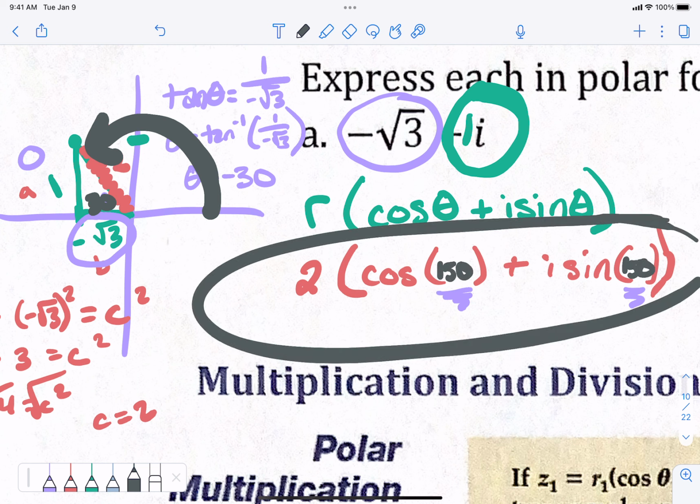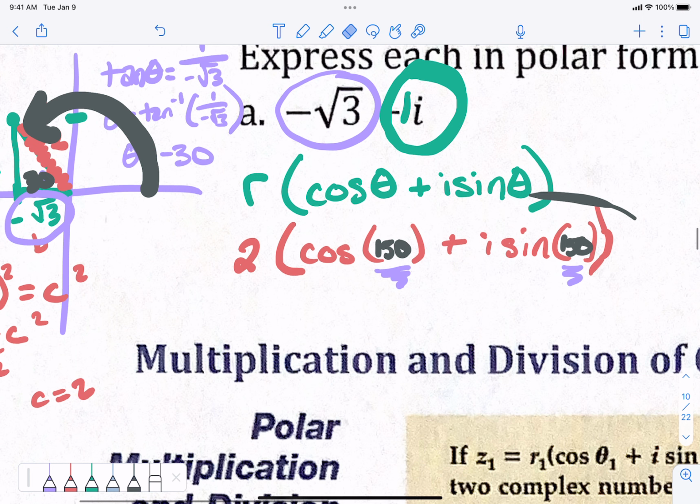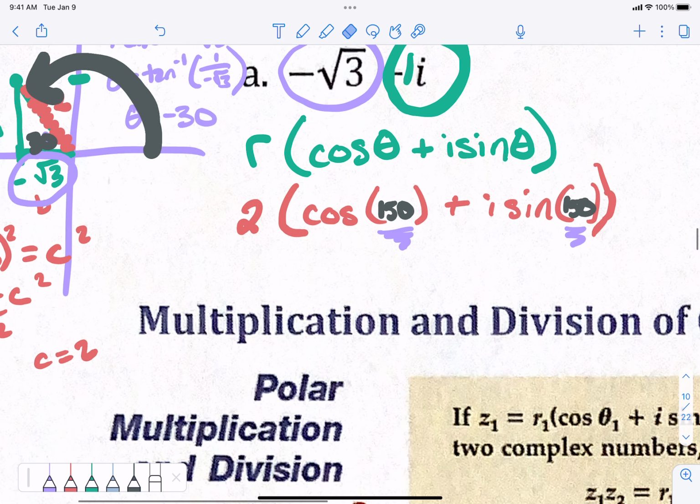That is my answer. Are you ready for how you check your answer? This is super easy. You're going to use your calculator to check it. Do this really quick for me. When you have this 2 out in front, you take 2 and you multiply by cosine of 150. What is 2 times cosine 150?